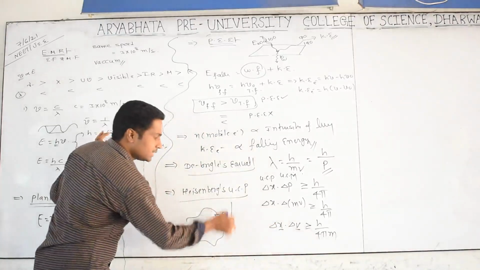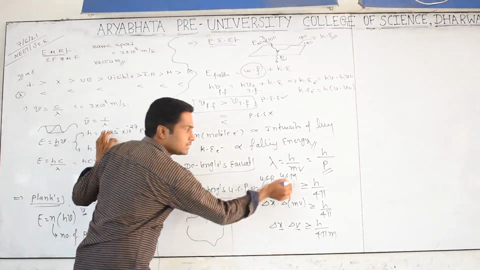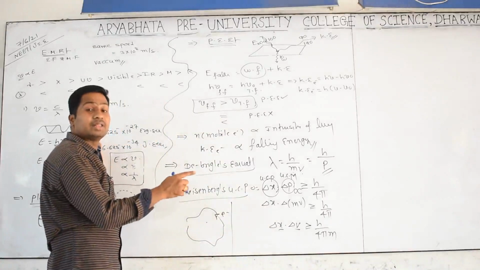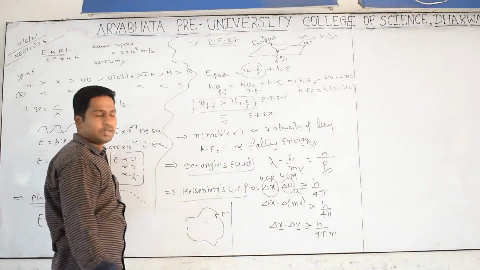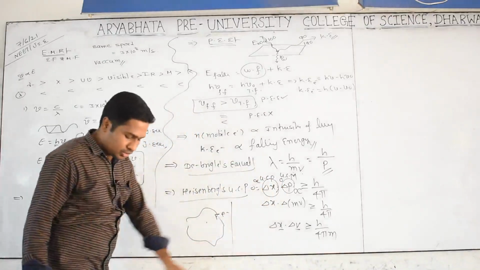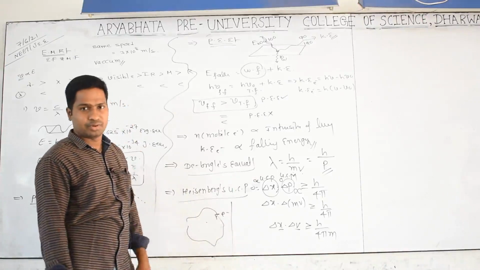Here one more bit is there. If suppose delta x is 0, automatically the uncertainty in momentum becomes infinite. If you find one accurately, the other becomes too much error. If it is becoming 0, the other is becoming infinite. You know very well all these things. Yes, this is the uncertainty principle.